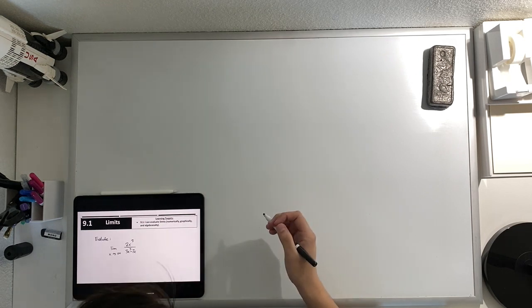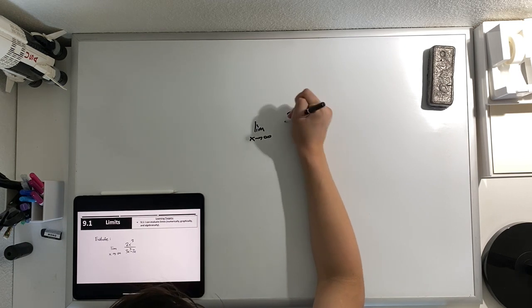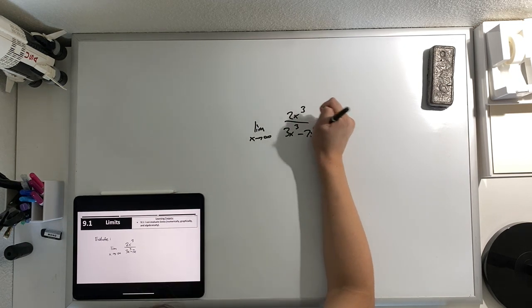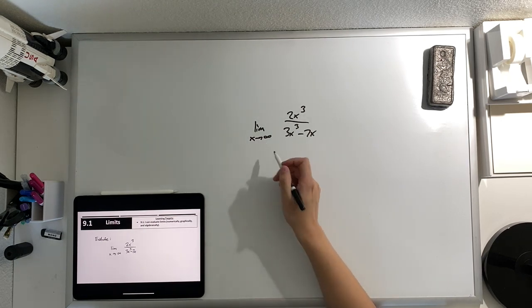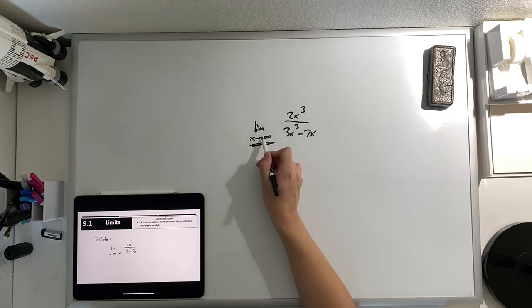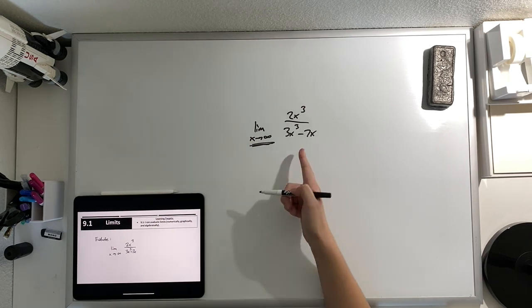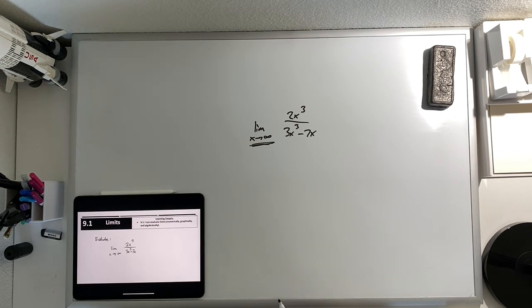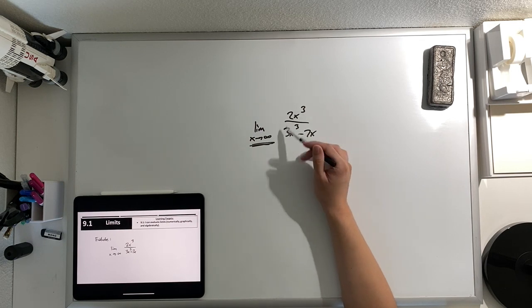The first asks us to evaluate the limit as x approaches infinity of 2x cubed over 3x cubed minus 7x. Anytime we have a limit as x approaches positive or negative infinity, we should automatically be thinking about our horizontal and slant asymptote rules. Thinking about this function, where would it have a horizontal or slant asymptote? That depends on whether this function is top heavy, bottom heavy, or equal. In this case, the degrees of the numerator and the denominator are equal.